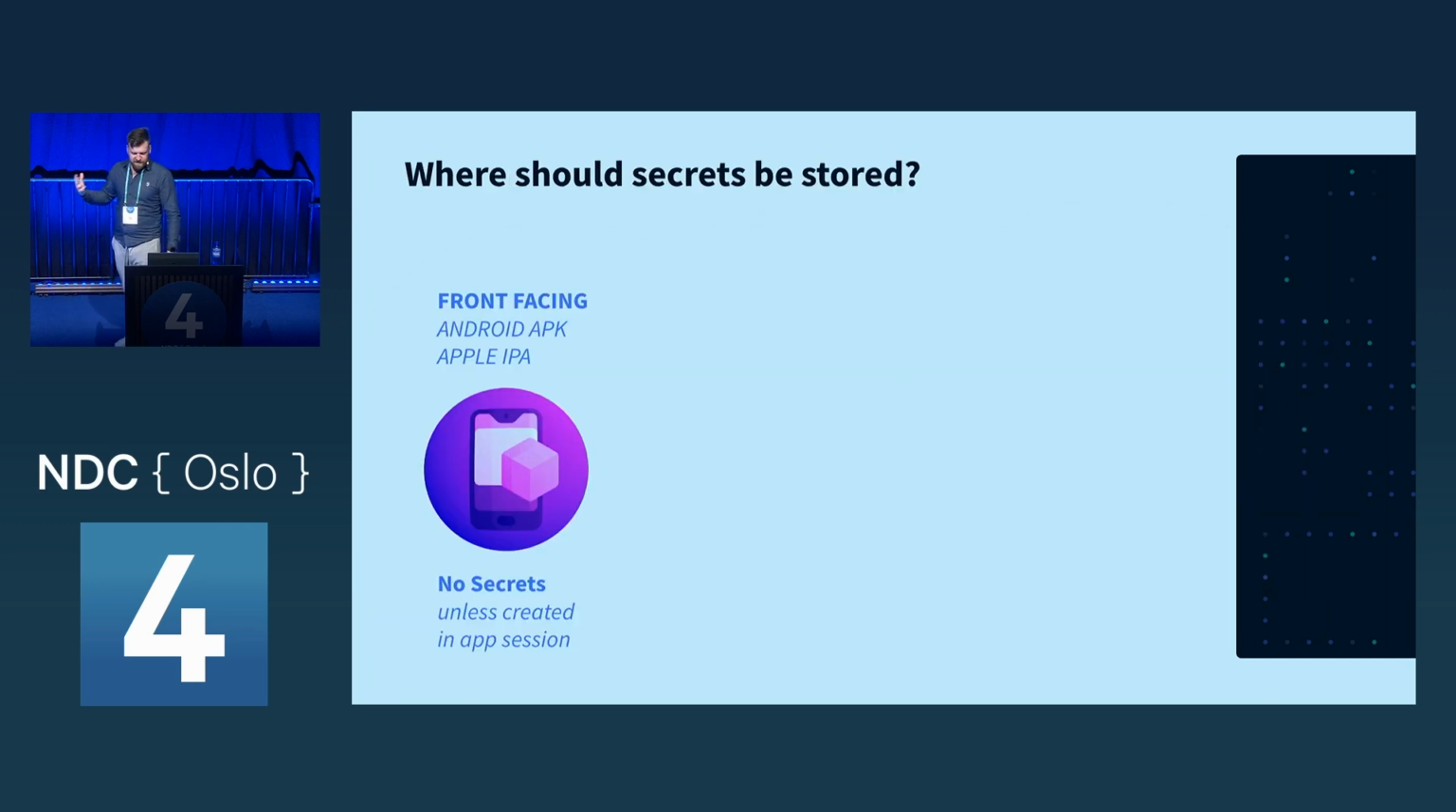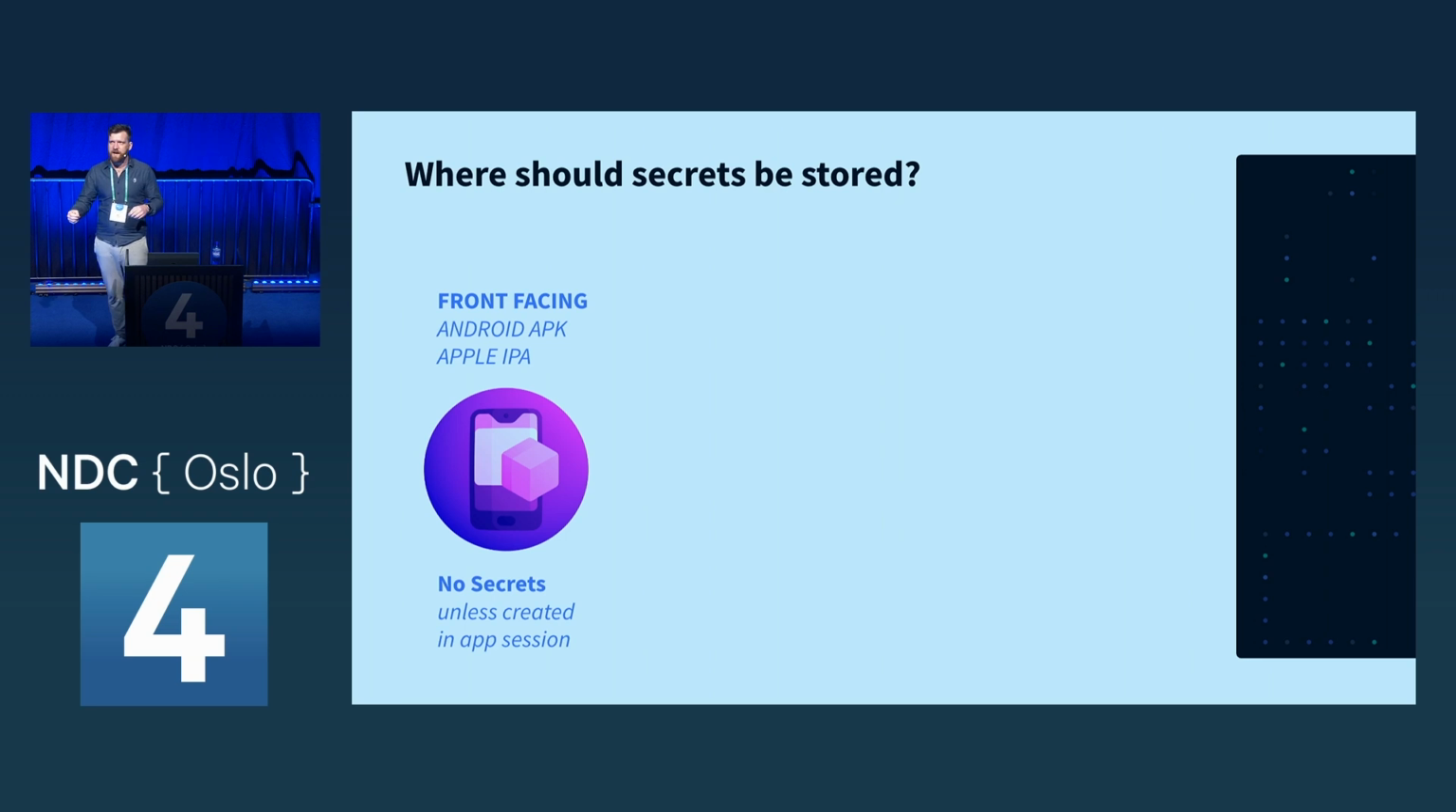So where should these secrets be stored? If we're talking specifically about mobile applications, you can break it up into a few parts. You have your front-facing application. This is what you have on your phone. It's compiled into an APK or an IPA, depending on if you're using Android or iOS. And there should be no secrets in here. I should not be able to access any secrets that are stored on this mobile application. The only secrets that this should interact with directly are the ones that it creates itself.